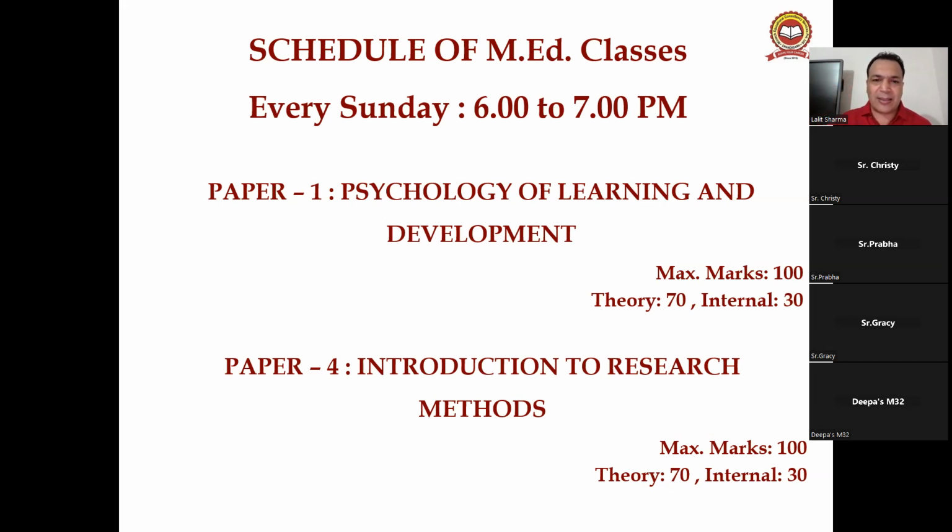There are four theory papers. We'll start our classes from paper one and paper four first. Every Sunday, I will take one or two lectures of paper one or of paper four. Why? Because the second and third papers, Educational Studies and History and Political Economy, have some common parts. That's why we'll move from paper one and paper four. Theory is 70 marks, and 30 are internal marks, right?